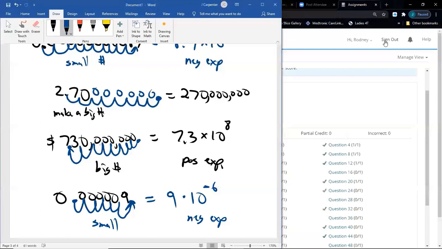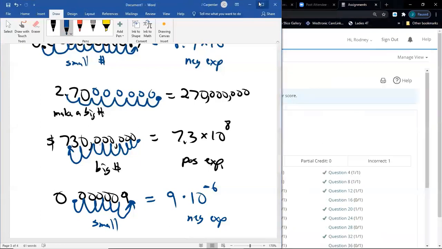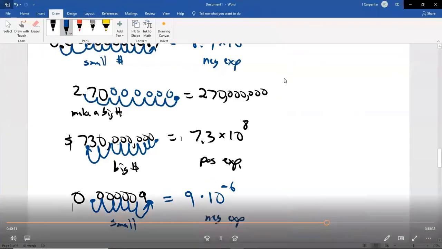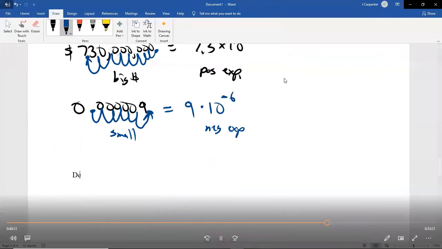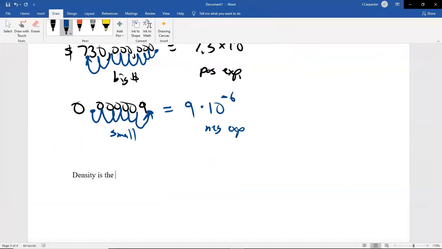So what we'll do is we'll do a couple density problems and we'll call it a day. So we'll take maybe another 10 minutes. As a reminder, density is the ratio of either mass to volume, or when you're being a little more lenient, weight to volume. Again, weight and mass are not technically the same thing, but in a quantitative reasoning sense, they're interchangeable.